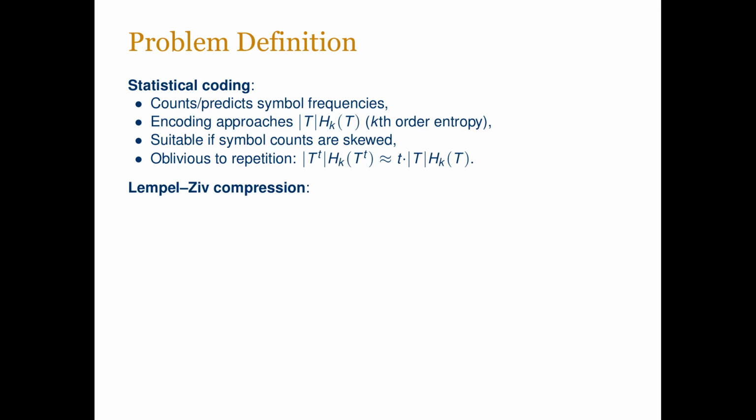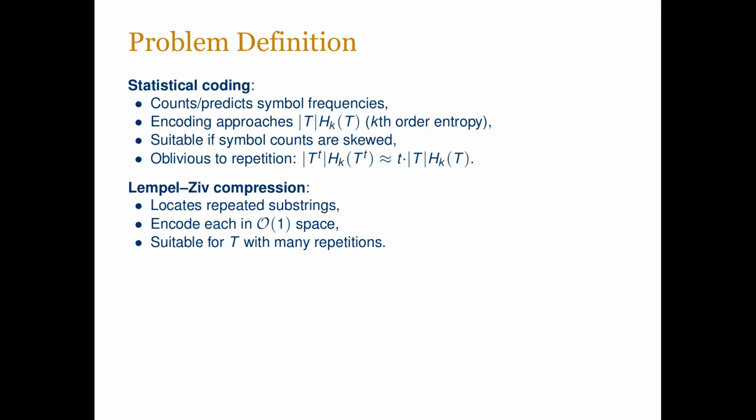If we concatenate t copies of a text, the output size of a statistical compressor essentially grows by a factor of t. The main idea in Lempel-Ziv compression is to explicitly locate repeating substrings in the input. Each of the repeating substrings is encoded in constant space as a pointer to the previous occurrence. LZ compression is therefore particularly suitable for inputs with many repeated substrings. These two compression methods are thus fairly well understood from the theoretical point of view, namely, it is clear what kind of redundancy they remove.